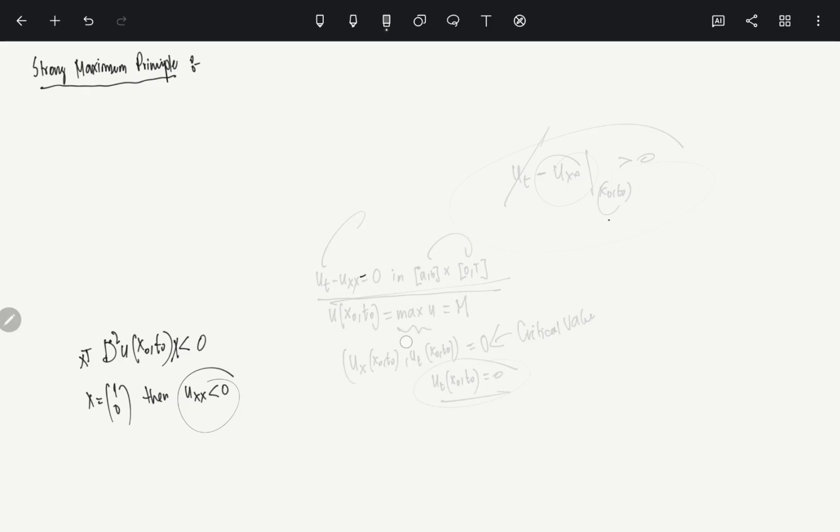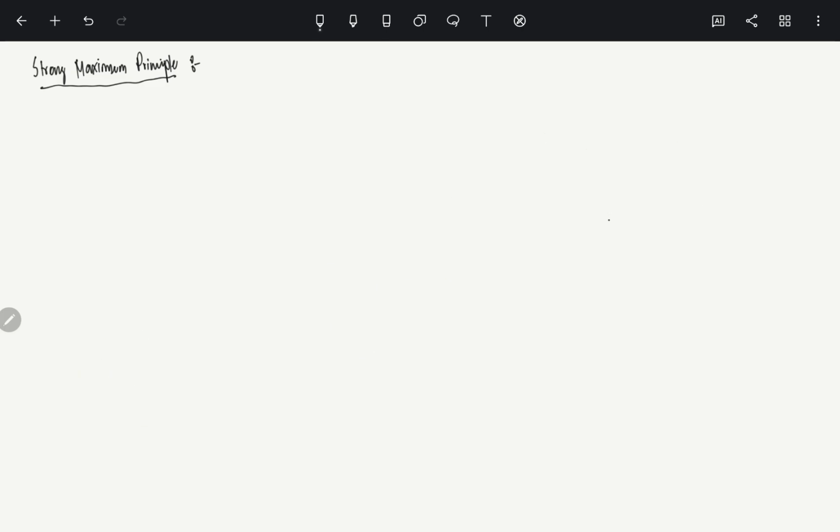So what you have is the strong maximal principle. So assume u is in C2, so twice continuously differentiable in the x variable and once continuously differentiable in the t variable. Is it okay? And then it is on omega cross (0, T].